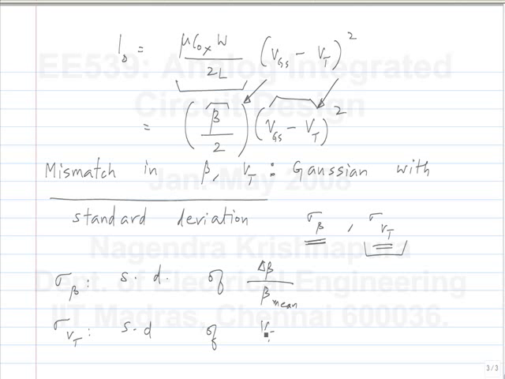Is that okay? The nominal value of Vt can be anything. So, if it's very low, it artificially looks like the mismatch is very large, although the effect on the transistor current is not proportionately large.